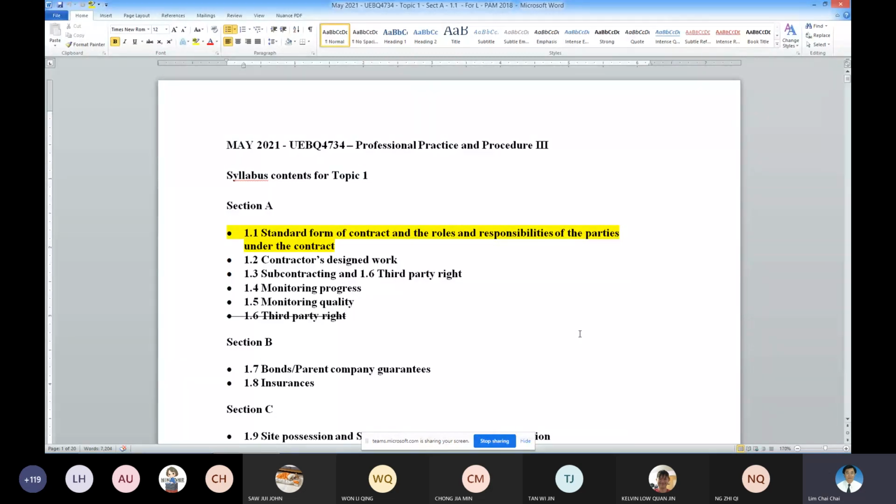Okay, so without much further ado, I will continue now with the lecture proper. Okay, so today we are going to look into standard forms, and then the roles and responsibilities of the parties under the contract.